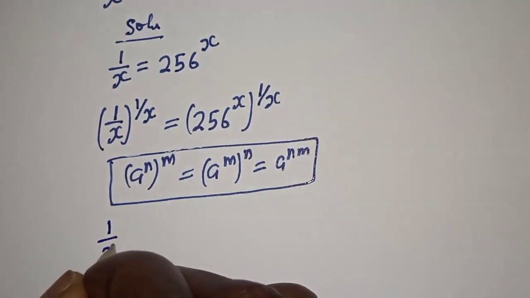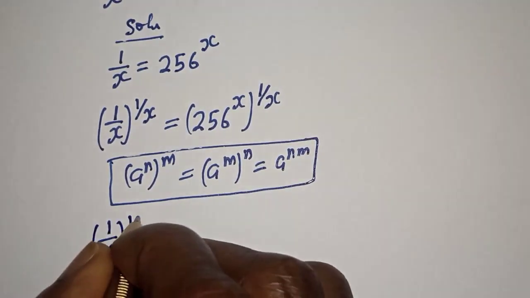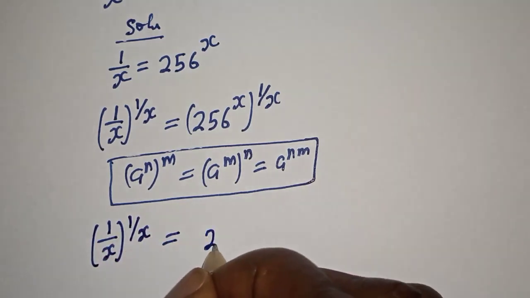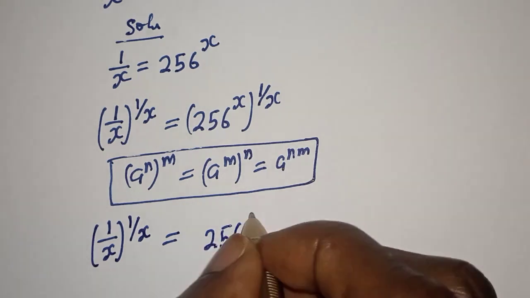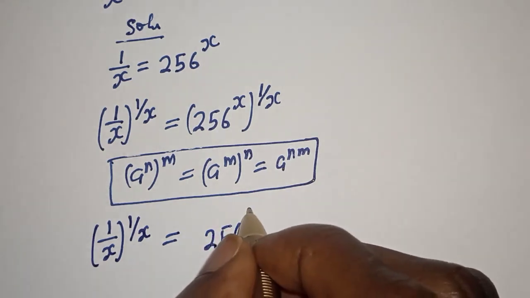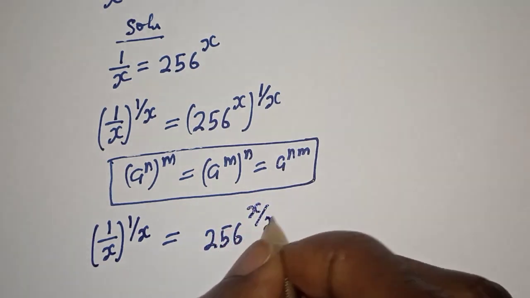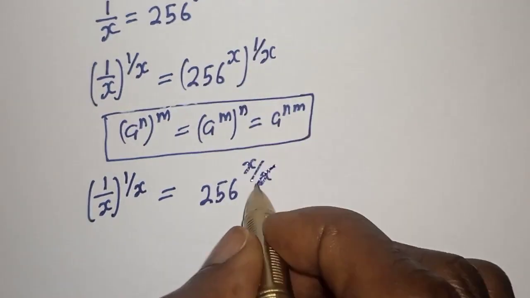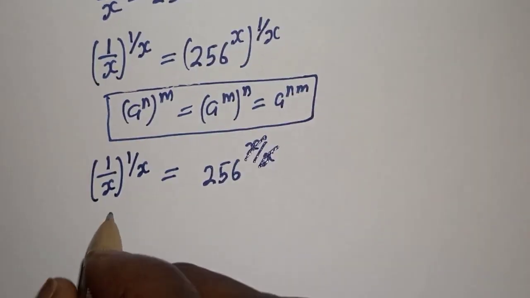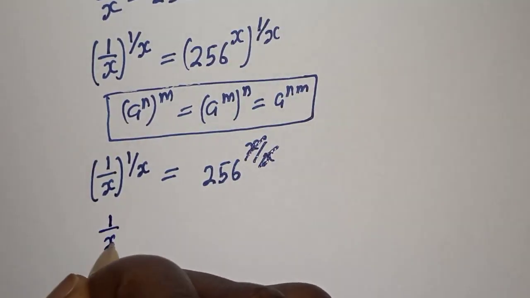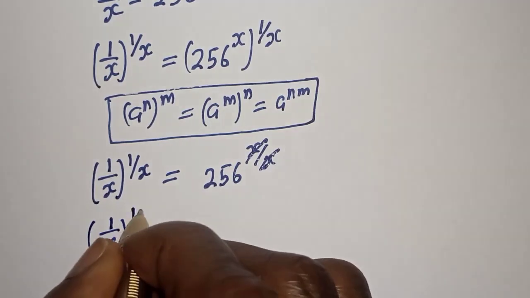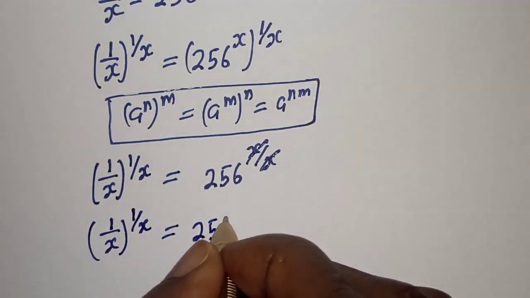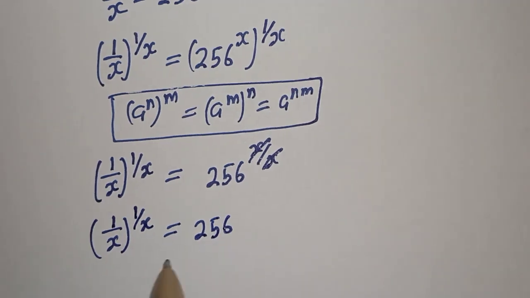1 over s to the power of 1 over s is equal to 256 to the power of s over s. This will cancel this. 1 over s to the power of 1 over s is equal to 256.